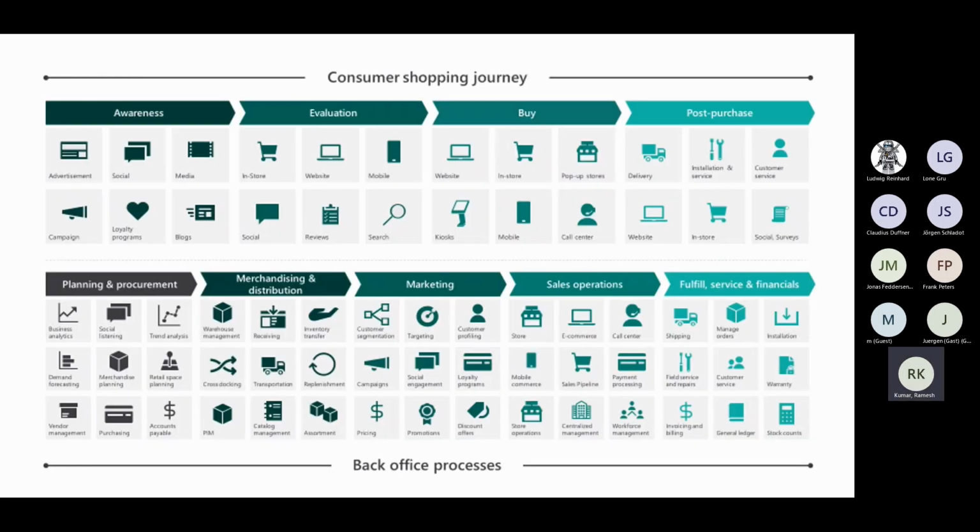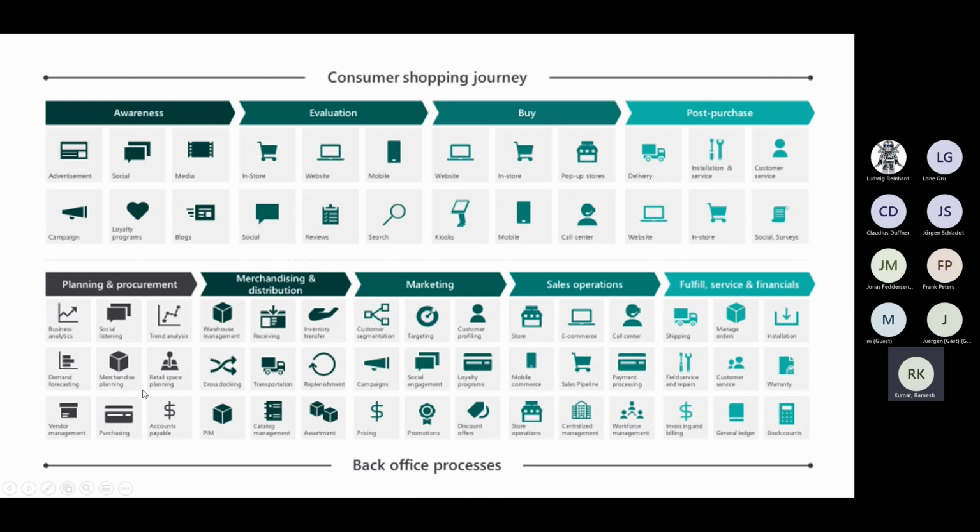Here we can see the consumer shopping journey and the back office process. Consumer shopping journeys start with advertisement, social media, loyalty programs, or some blog or campaign, or a store visit. The evaluation will be happening on platforms like in-store, website, or mobile, based on reviews or social media platforms as well. When it comes to buying, they will try to buy from the website, in-store, kiosk, mobile, call center, and pop-up stores. And post-purchase, the delivery and installation will also be happening.